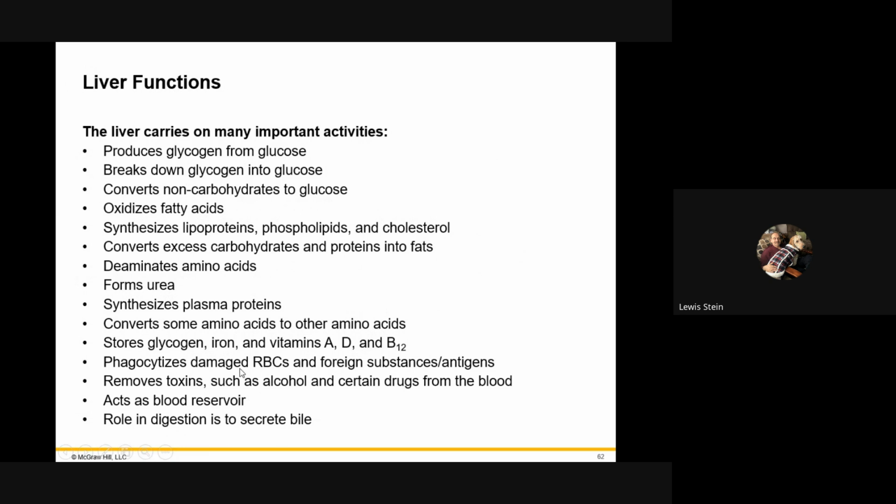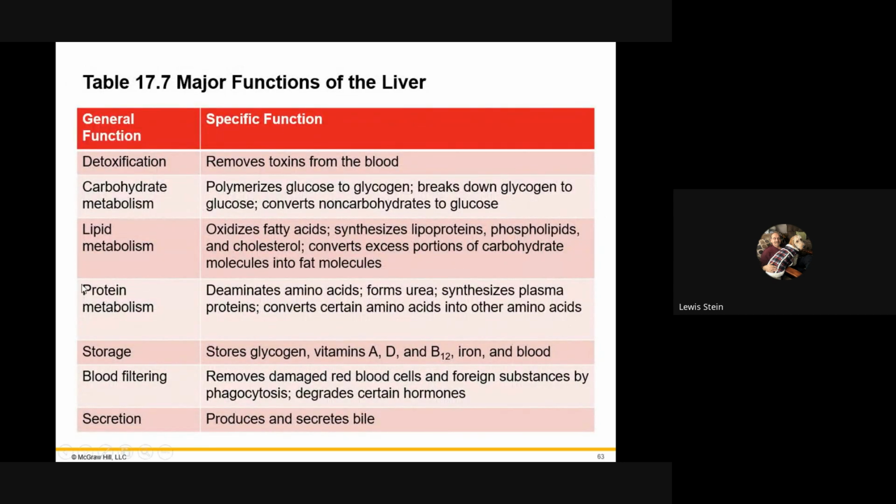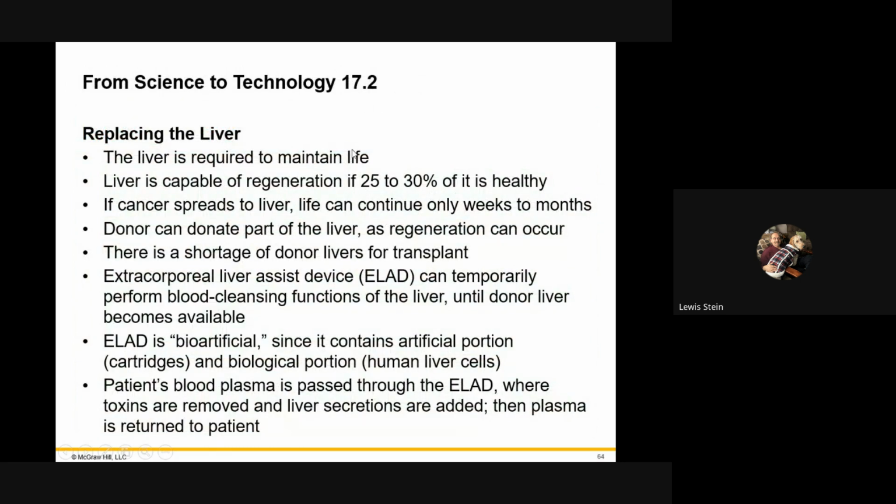If your spleen's gone for whatever reason or poorly functional, the liver can take over. It also handles big toxins, alcohol, drugs, acts as a blood reservoir, secretes bile, and so on. Talk about vital. And the beauty is now we've learned that we can actually do live liver transplants. I don't know what the criteria is for all of those things, but there is some limited capability now with regard to that. Okay, so those are all the general functions that it does, you can read through that. Required to maintain life.